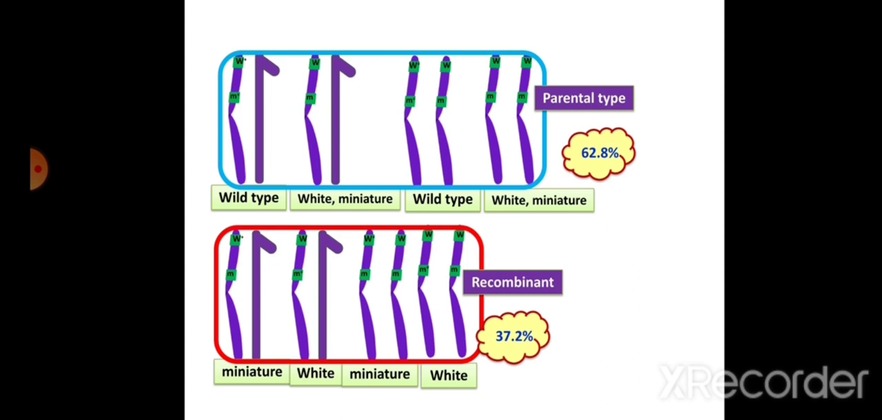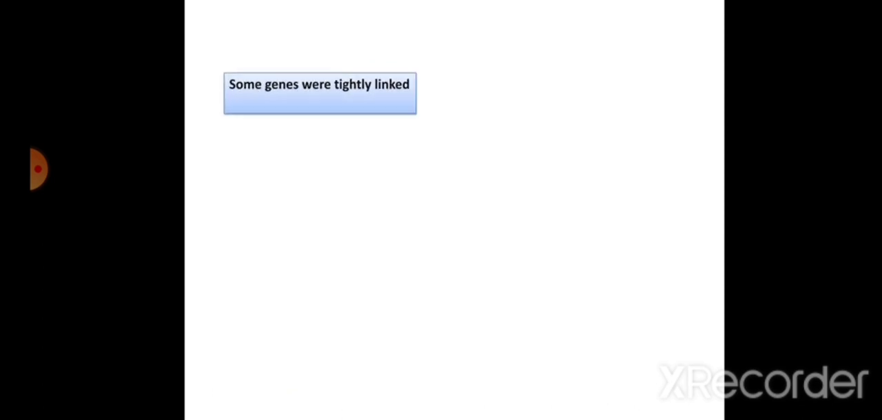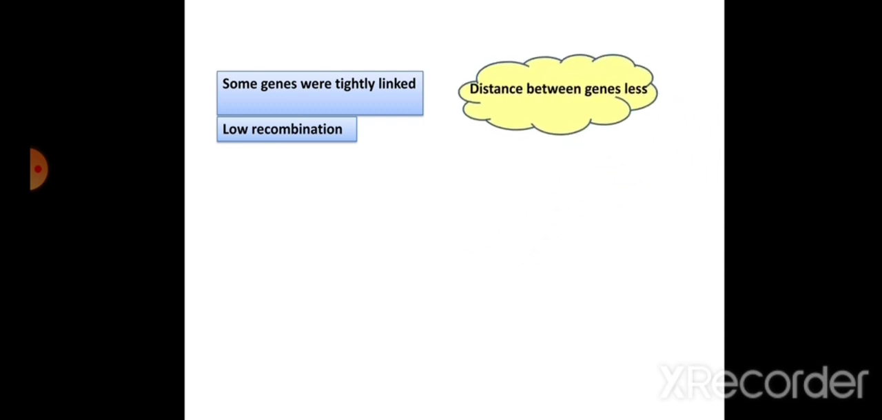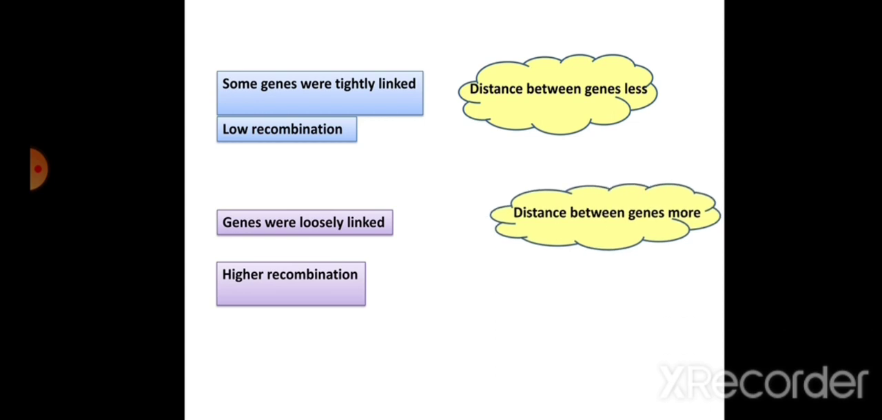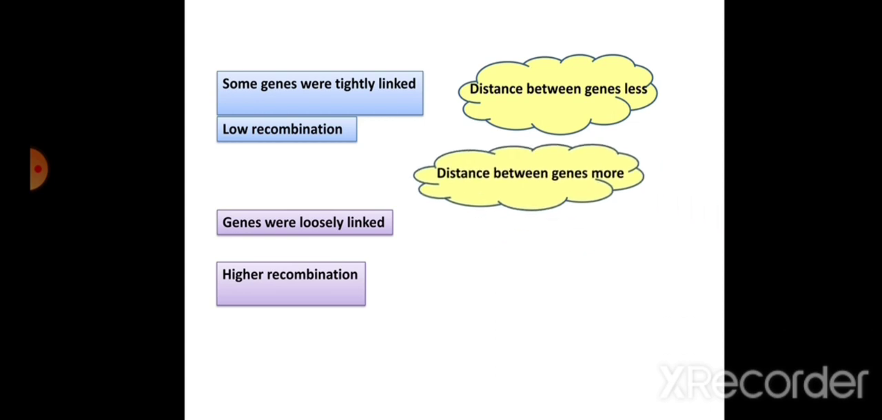So linkage is a character where genes get inherited together, whereas recombination arises due to crossing over. Some genes in the examples were showing that they were tightly linked, and tightly linked genes will undergo a low amount of recombination. So if the distance between the genes is less, then the linkage will be more. If the genes are loosely linked, then they undergo higher recombination and the distance between them will be more.